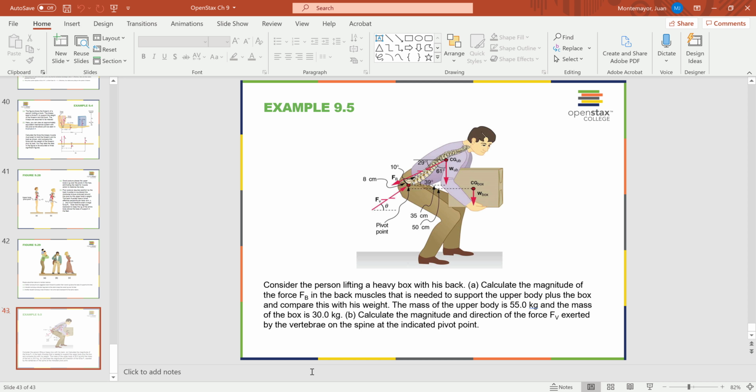So finally, that brings us to example 9.5. Consider the person lifting a heavy box with his back. For A, calculate the magnitude of the force FB in the back muscles that is needed to support the upper body plus the box, and compare this to his weight. The mass of the upper body is 55 kilograms and the mass of the box is 30 kilograms. For B, calculate the magnitude and direction of the force FB exerted by the vertebrae on the spine at the indicated pivot point. Pivot point being right here at the end of his spine.